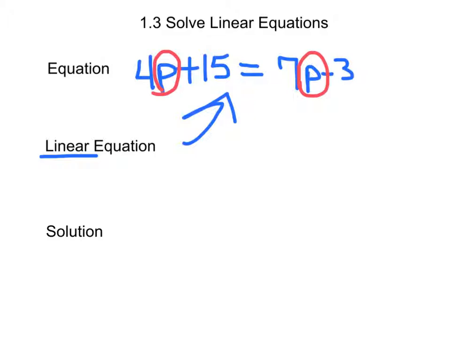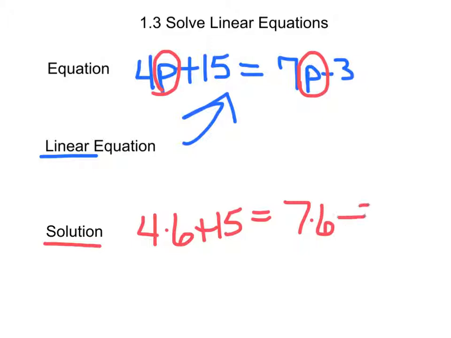Okay, now let's talk about what is a solution. A solution to a linear equation is a number that when you substitute it in for the variable, it will make a true statement. So if we say, okay, what is the solution to this equation that we have up here? Okay, if we were to substitute in the number 6 in for the variable p, then we would have 4 times 6 plus 15 equals 7 times 6 minus 3.